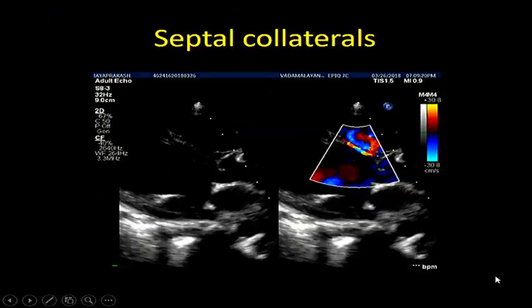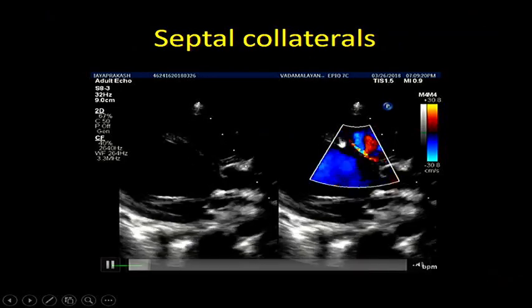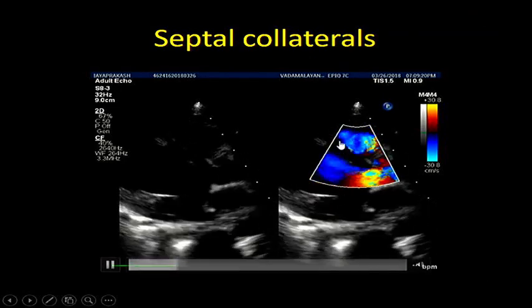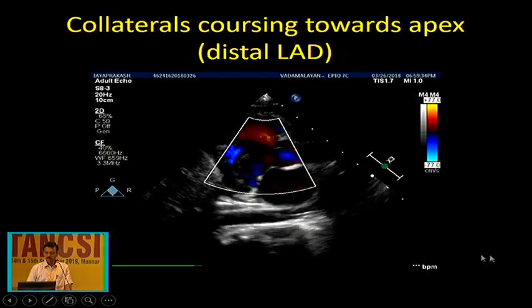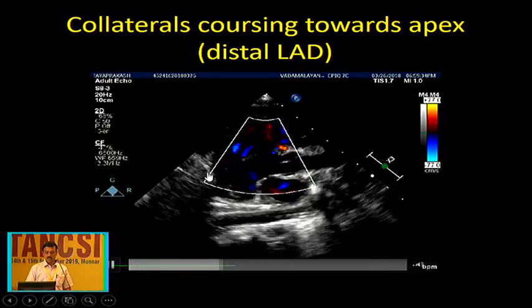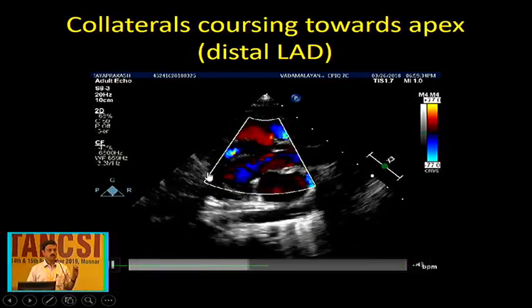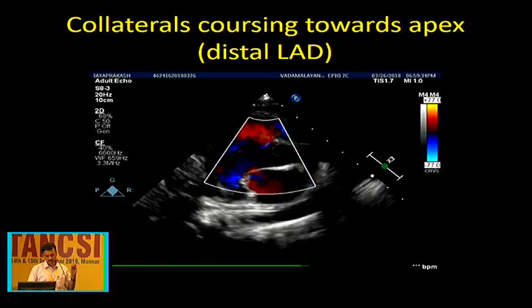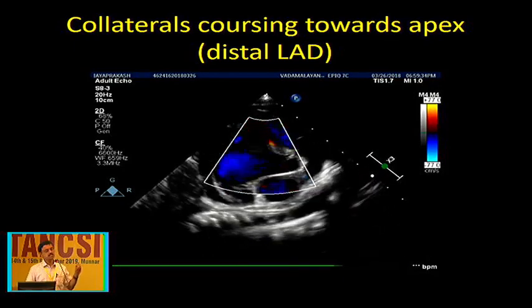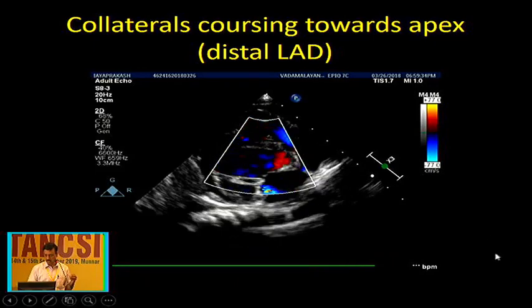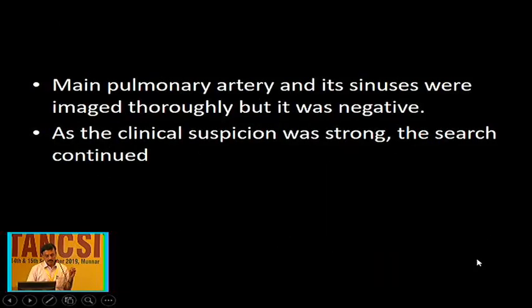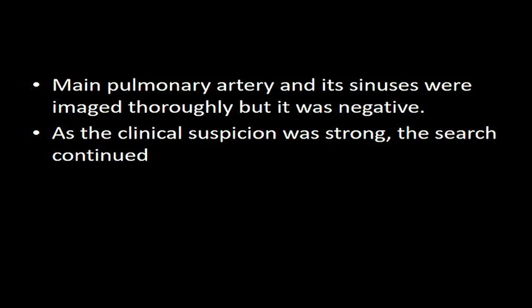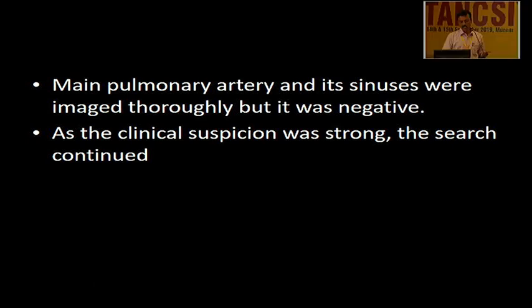You can see further collaterals into the interventricular septum, septal collaterals, and then some more collaterals towards the apex. Generally, we don't get these so-called collateral arteries in the interventricular septum; rarely only you will get them. So this finding further strengthens that there is probably going to be ALCAPA. However, the main pulmonary artery and its sinuses were imaged thoroughly, but it was negative. Nothing was getting connected there, and there was no flow into the pulmonary artery. But as the clinical suspicion was strong, the search continued.